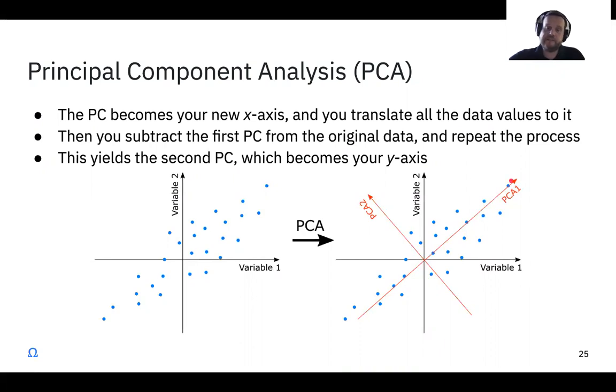So the translation means that you're just recording the value on the axis, as I have demonstrated visually. Then you subtract the first principal component, basically the data captured by the first principal component, from the original data, and you repeat the process. This yields the second principal component, which becomes your y-axis for visualization purposes. So we're trying to find variance in the data and capture as much variance as possible within each successive principal component. That's all there is to it.